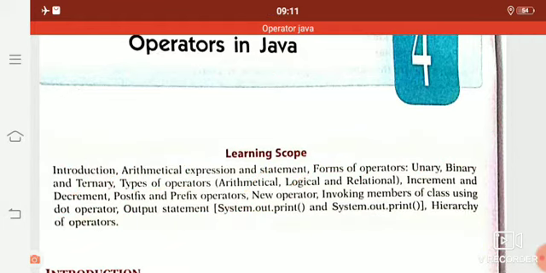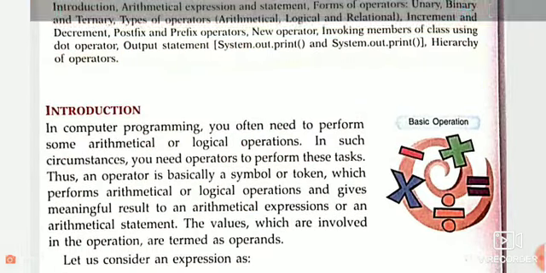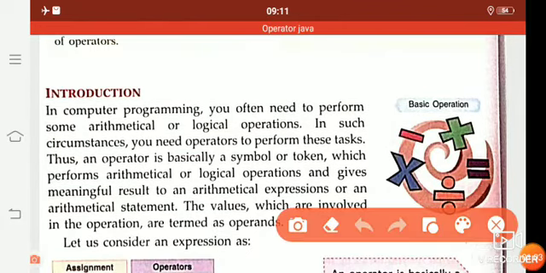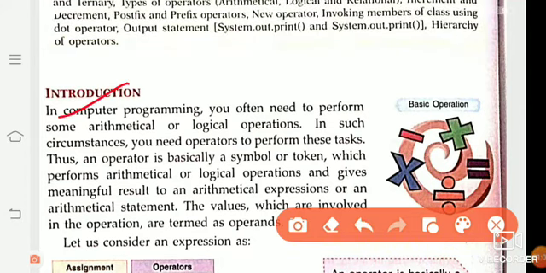Now first is the introduction. What is an operator? In computer programming, you often need to perform some arithmetical and logical operations. In such circumstances, you need operators to perform these tasks. Thus, an operator is basically a symbol or token which performs arithmetical and logical operations.